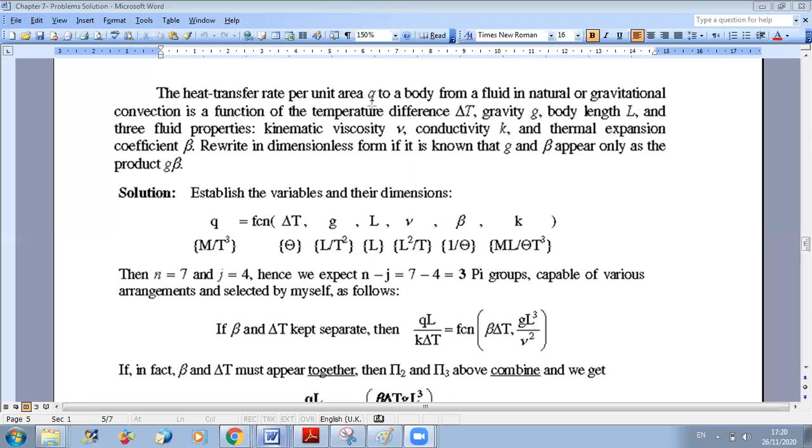Okay, so now once we did our choice, we choose these independent variables L, mu, beta, and K. Now we are ready to form the groups. To form the groups, we will combine first these 4 with Q. We form the first group. Then we combine these 4 with delta T. We form the second group, and then we combine them with G. We form the third group.